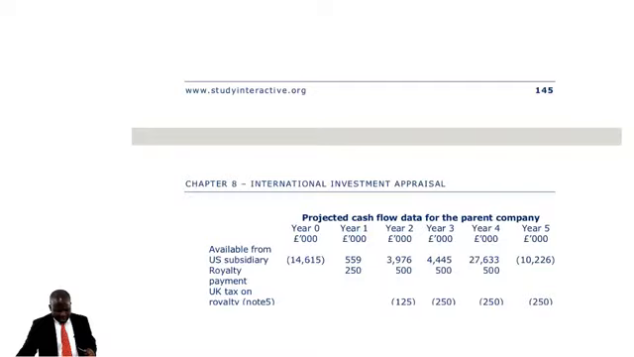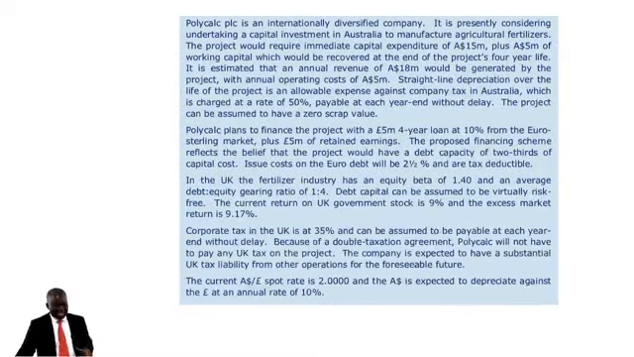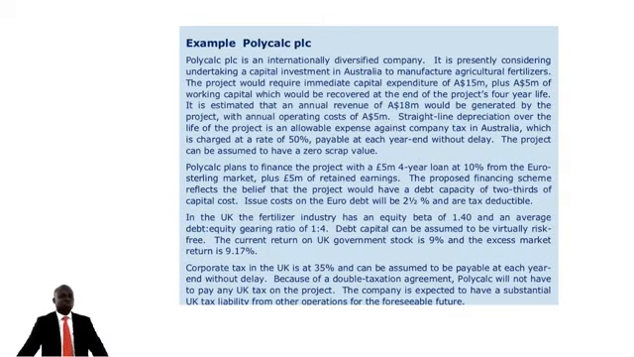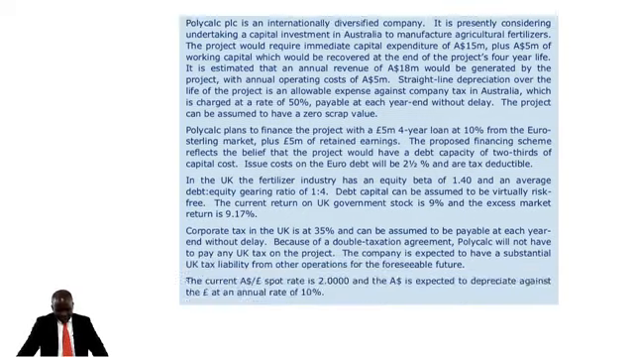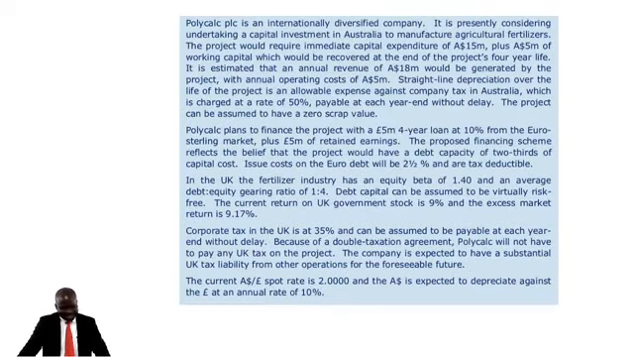Now there's a question in here called Polycarp PLC. This is a very old question and it's in relation to APV. The unfortunate bit is that there's an aspect called debt capacity in this question, which is not examined this time. So you can try it, but don't bother yourself with the debt capacity.